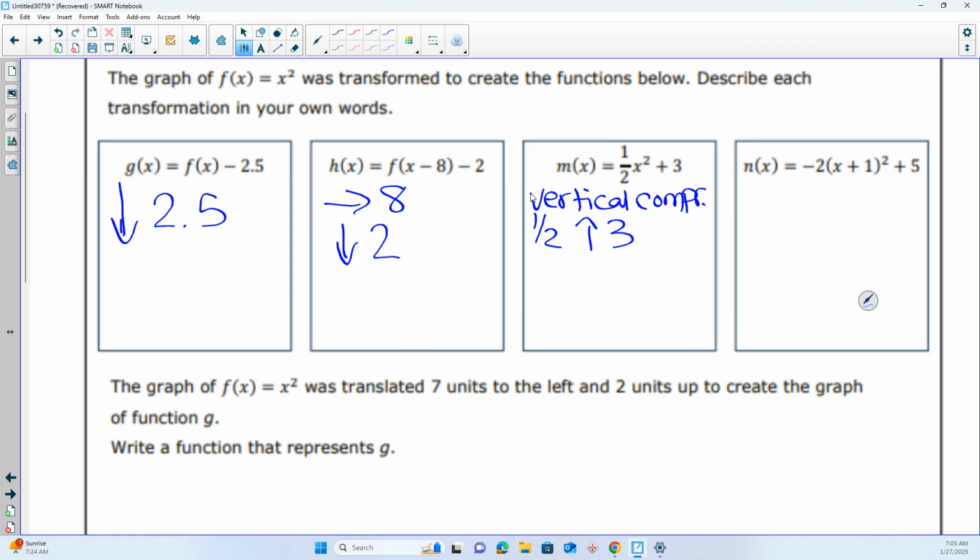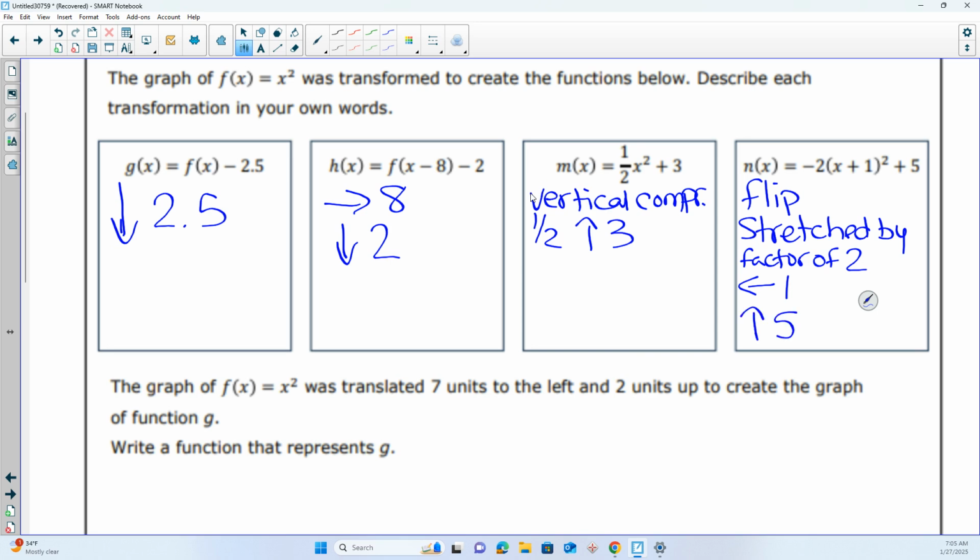All right, multiplying by a negative, we're going to flip over the x-axis. So instead of a smiley face, we're going to get a frowny face. It's going to be stretched by a factor of 2. We're going to shift left 1 unit, and we're going to shift up 5.